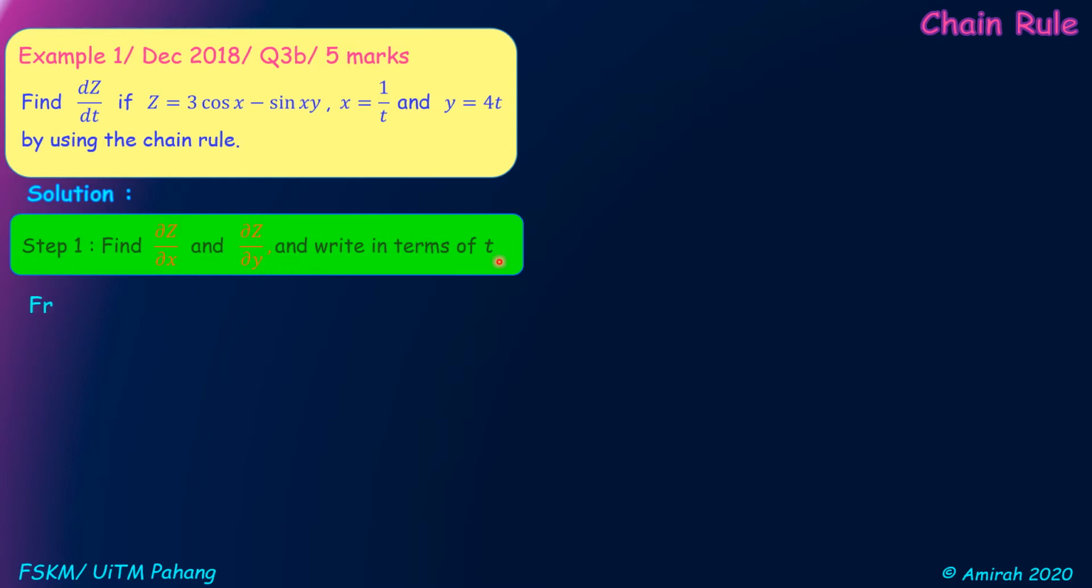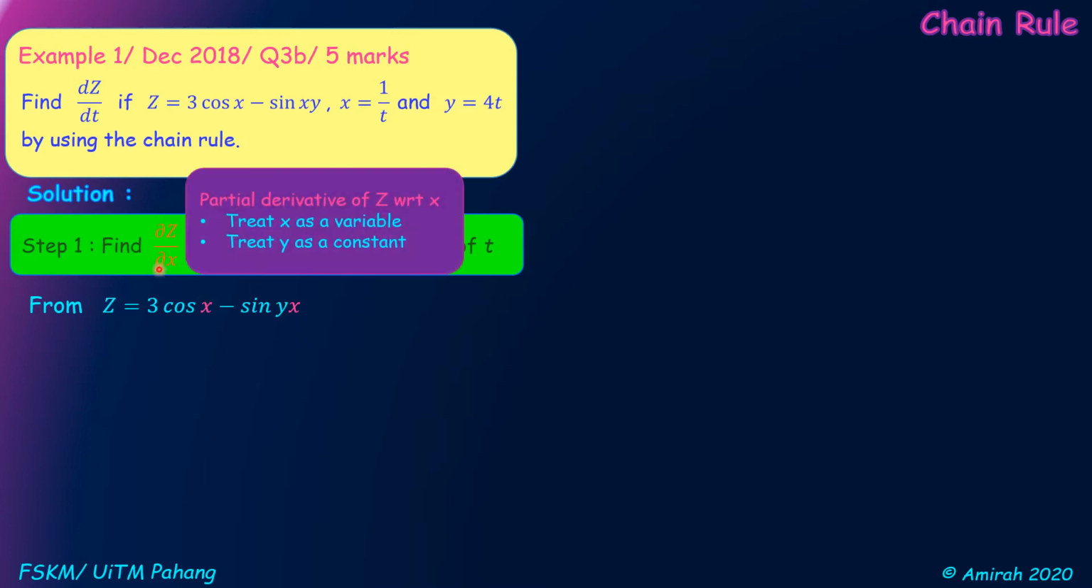We can find del z over del x from z, where z equals 3 cos x minus sin yx. Del z over del x means the partial derivative of z with respect to x. We treat x as a variable. So to avoid error and to differentiate easily, we can write variable x in different colors, and we can put variable x at the back. At the same time, we treat y as a constant.